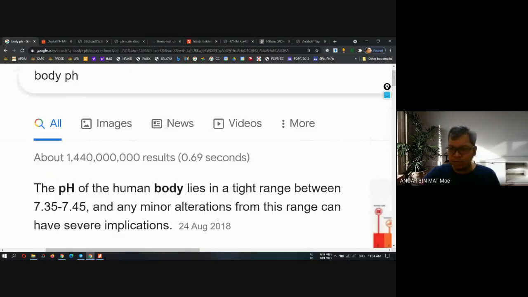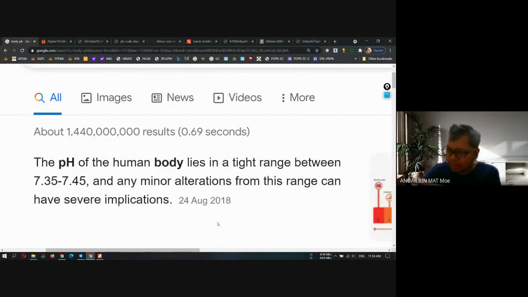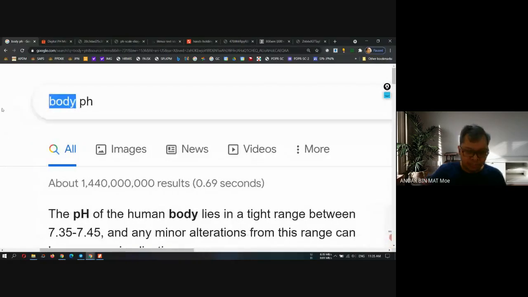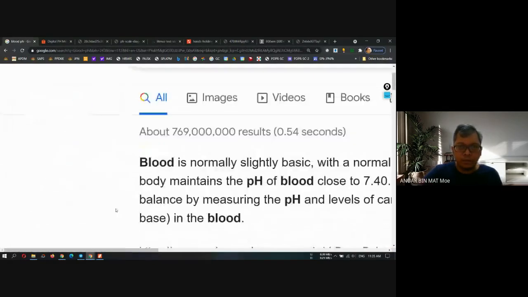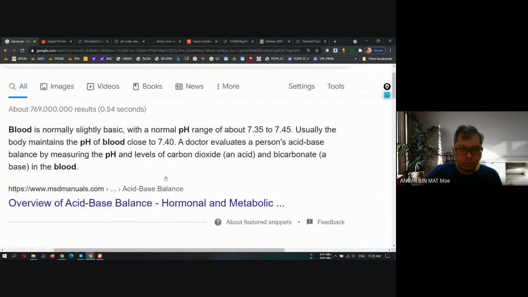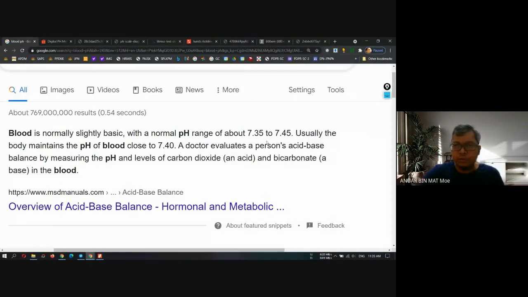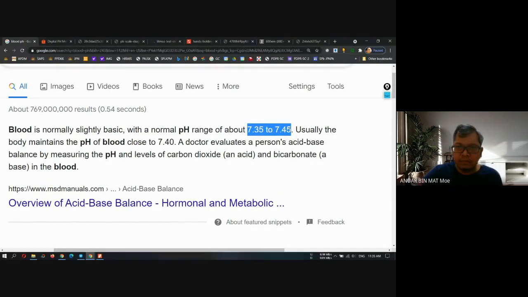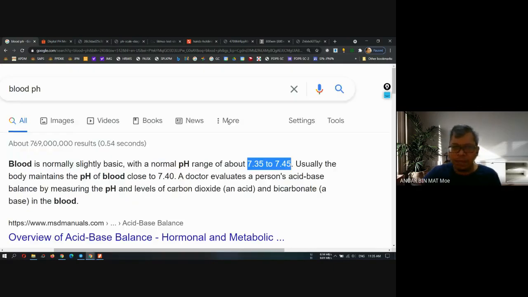Okay. In the human body, the blood cannot be too acidic and cannot be too alkaline. Our blood. Okay, how about blood pH? Our human blood usually is about 7.35 to 7.45. This is normal. Cannot be too acidic, cannot be too alkaline. Okay, this is our human blood.